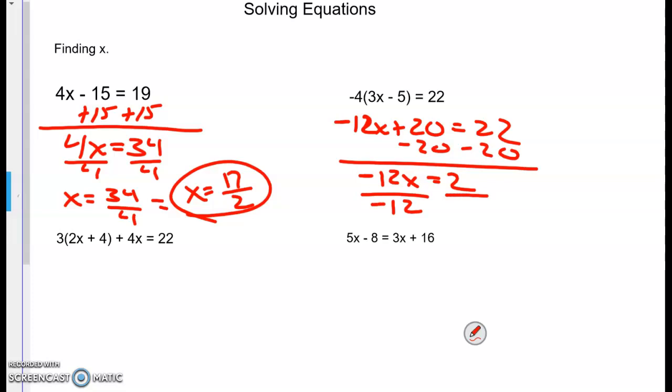When I divide by negative 12, my x equals a negative 1/6. I'm going to reduce, and I'm going to move that negative in front of my fraction. Okay? We don't leave negative signs in the denominator.